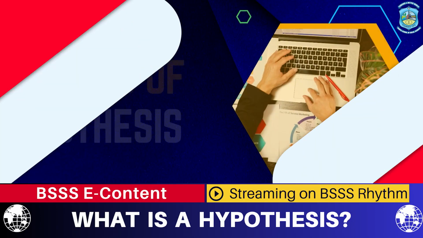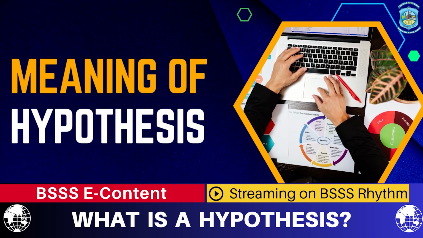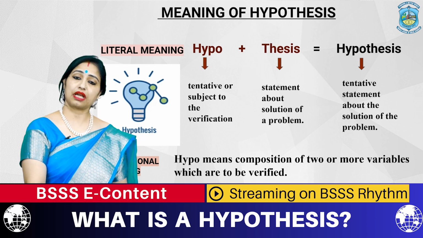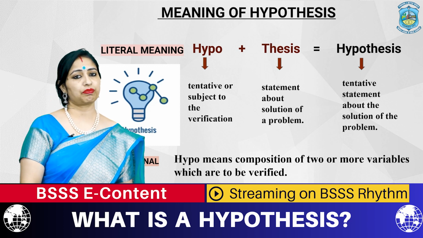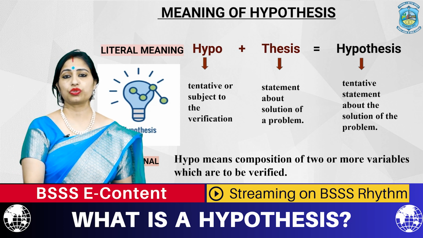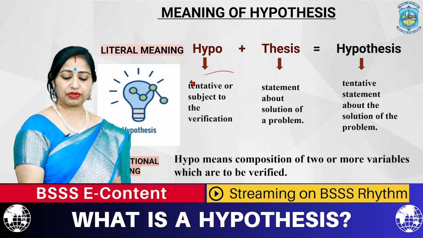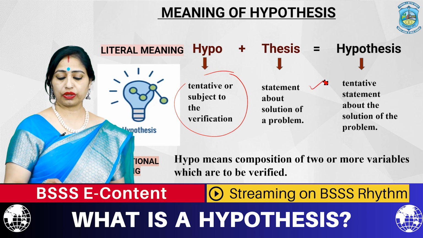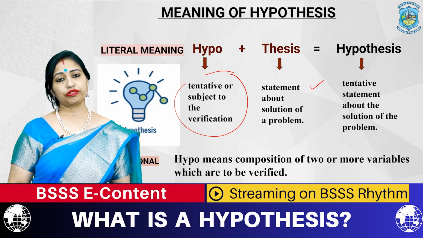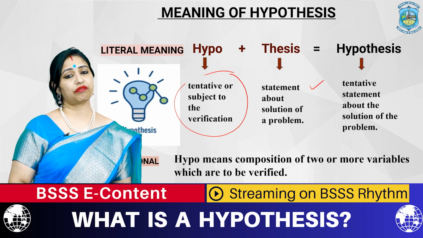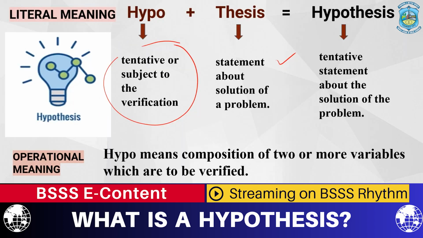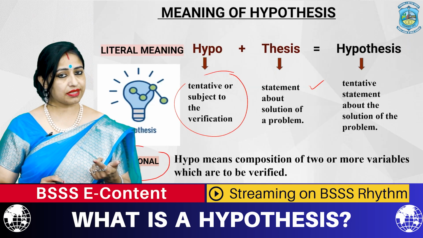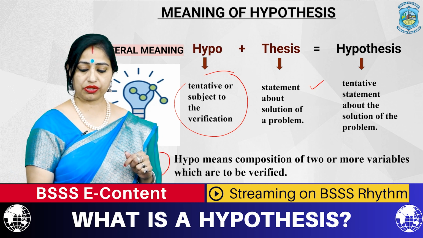Let's begin. The literal meaning of the word hypothesis is a tentative statement about the solution of any research problem. Now this word hypothesis is split into two: hypo, which means tentative subject or the subject to be verified, and thesis, which is actually a statement about the solution of the problem or the title of the topic of the research paper. So, when you talk about the operational meaning of hypothesis, it is a composition of two or more variables which are to be tested or verified in our research process.